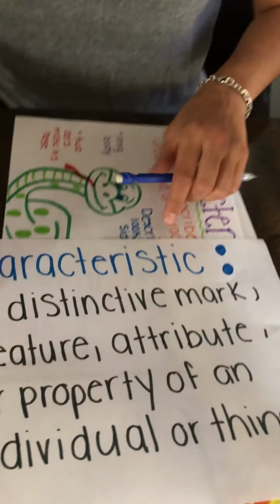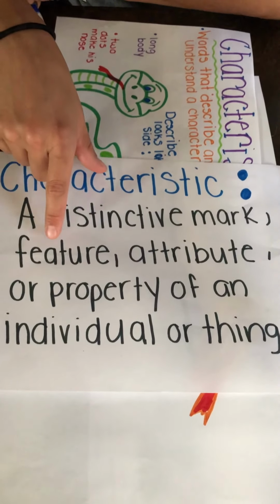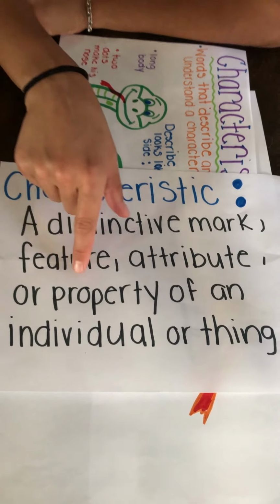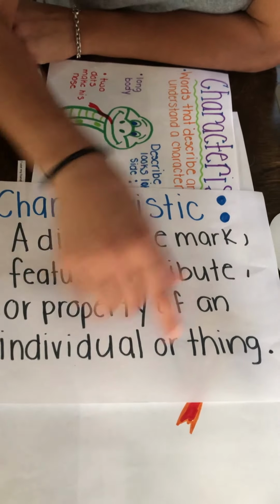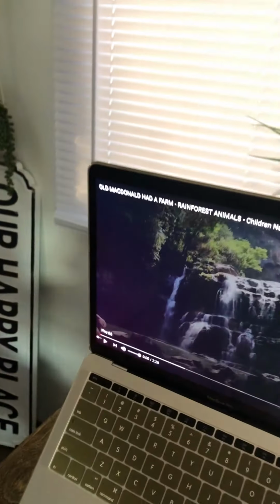So now you are going to watch a short video about animals that live in the rainforest, and I would like you all to pay very close attention to all the different animals that have their different characteristics and how it helps them live their daily lives. So the definition of characteristics: a distinctive mark, feature, attribute, or property of an individual or a thing. So right now, class, we're gonna watch a very short video.